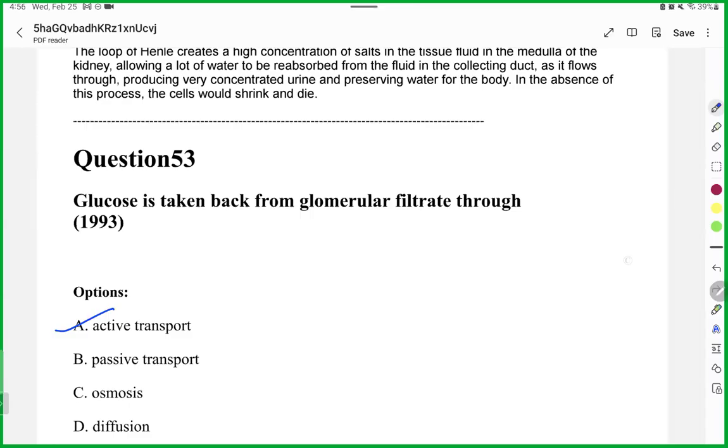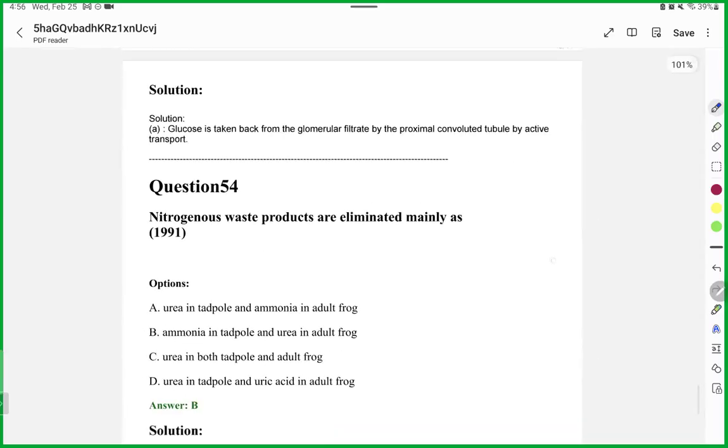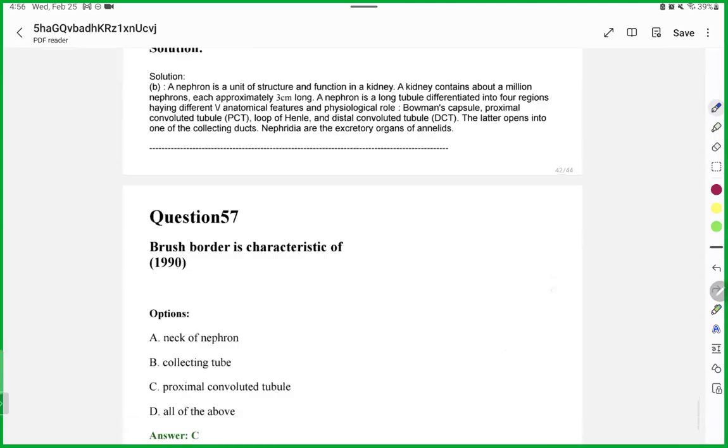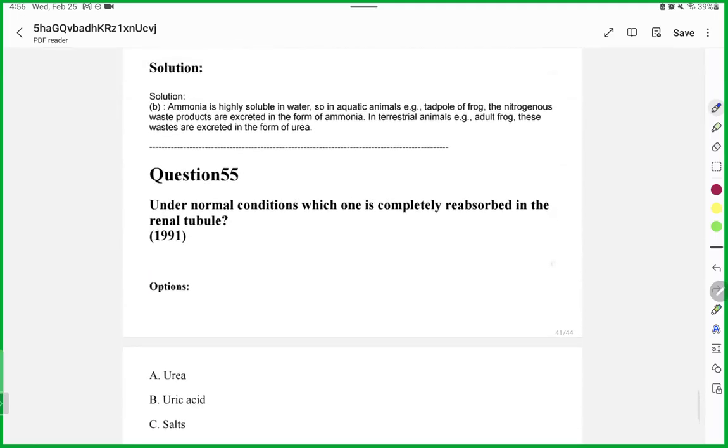Glucose, amino acid, sodium by active transport. How many questions are there? Only few are left now. I was about to end.